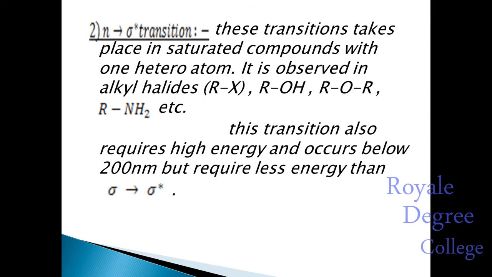The second type of transition is n to sigma star transition. These transitions take place in saturated compounds with one heteroatom. It is observed in alkyl halides, alcohols, ethers, amines, etc. This transition also requires high energy and occurs below 200 nanometer, but requires less energy than sigma to sigma star transition.